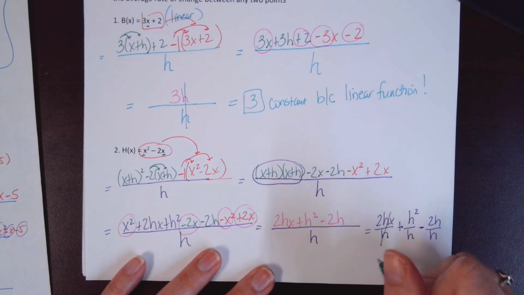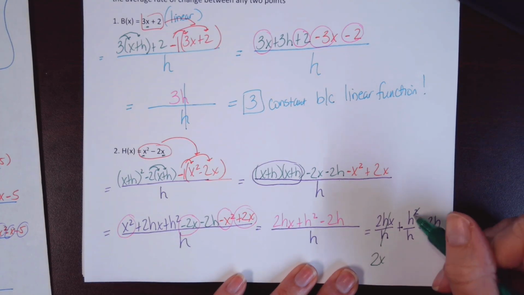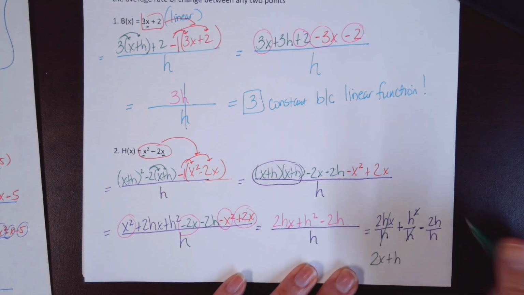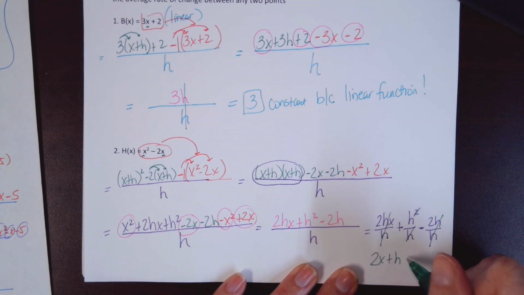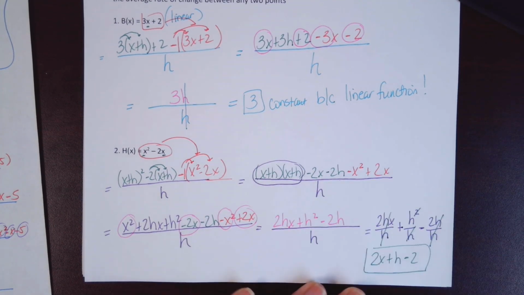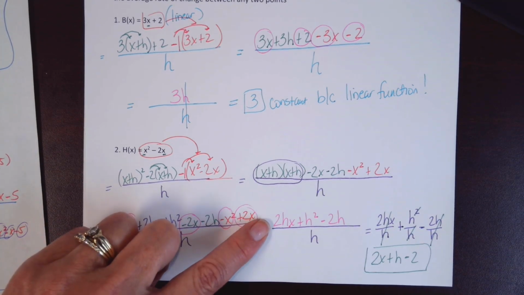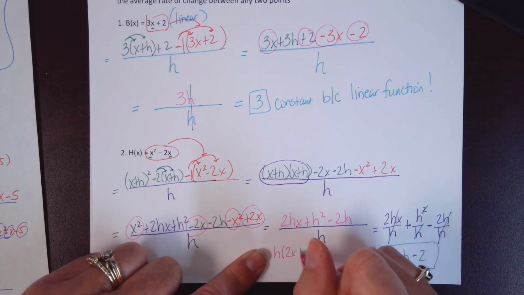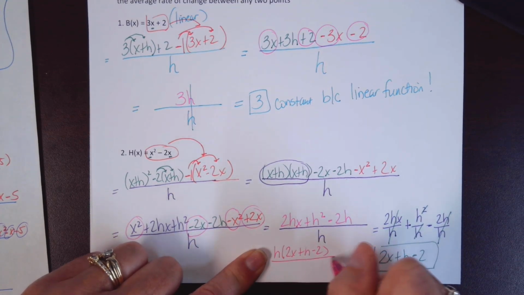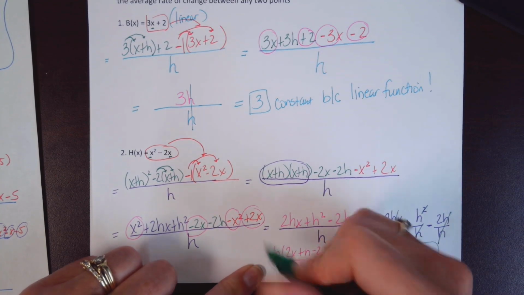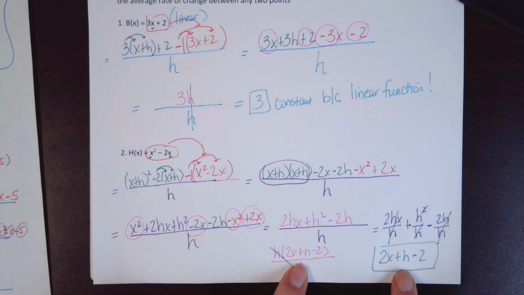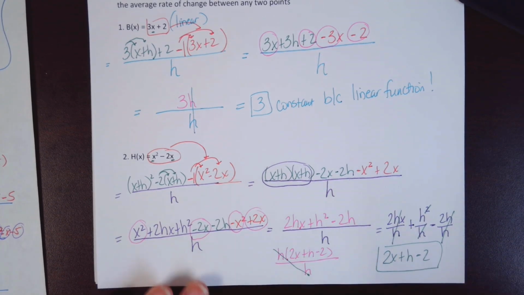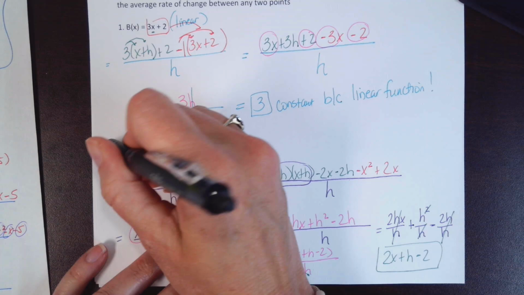Anything over itself is 1, so that's 2x. One of those h's cancels out, plus h. Anything over itself is 1, minus 2. That's my difference quotient. If I went here, remember I said you could factor out the h. I could have said h times 2x plus h minus 2 all over h. And then those h's cancel, and I'm still at the same point. So you're going to get to this value when you simplify all the way.